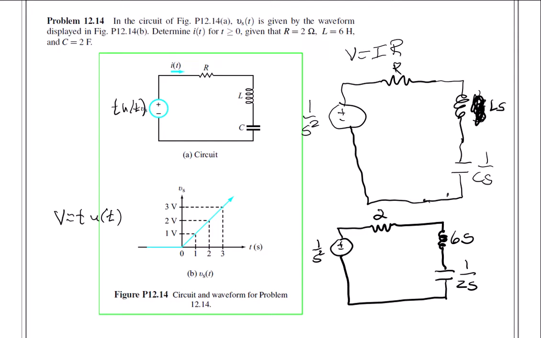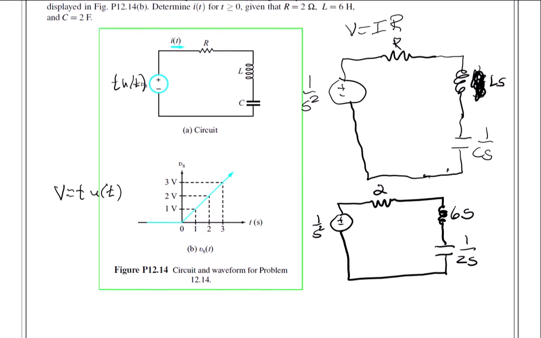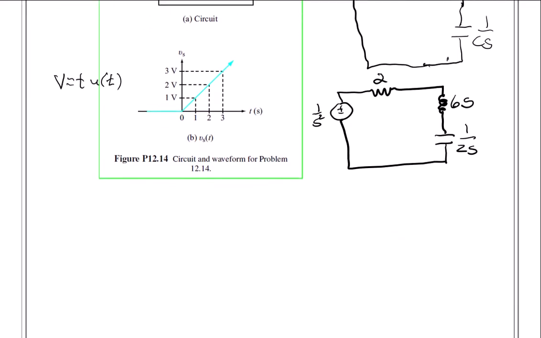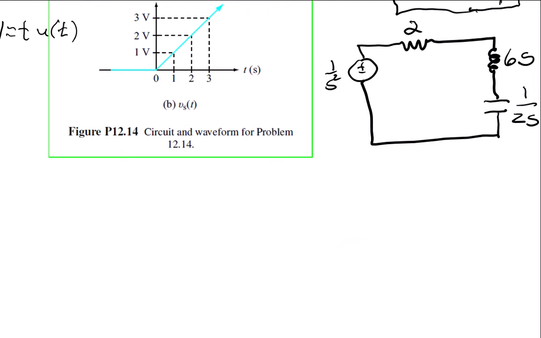Okay, so now we can use Ohm's law and say V equals IR. So 1 over S squared equals I. Now the reason we go to the S domain is we can now just add these and treat them all like resistors. We can just add them. I times 2 plus 6S plus 1 over 2S.